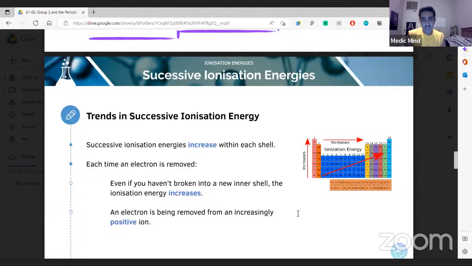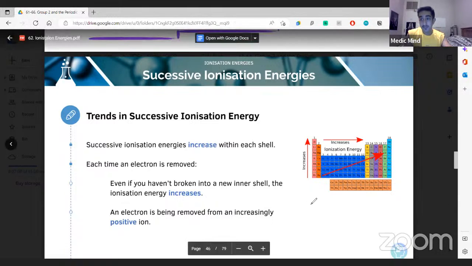And successive ionization energies increase within each shell. So every time an electron is removed, even if you haven't broken into the new inner shell, the ionization energy will still increase, because if you think about it, at the beginning, the number of electrons equals the number of protons. But the minute you remove one electron, the number of protons is already greater than the number of electrons, which means it's already going to have a net stronger effect on the remaining electrons.